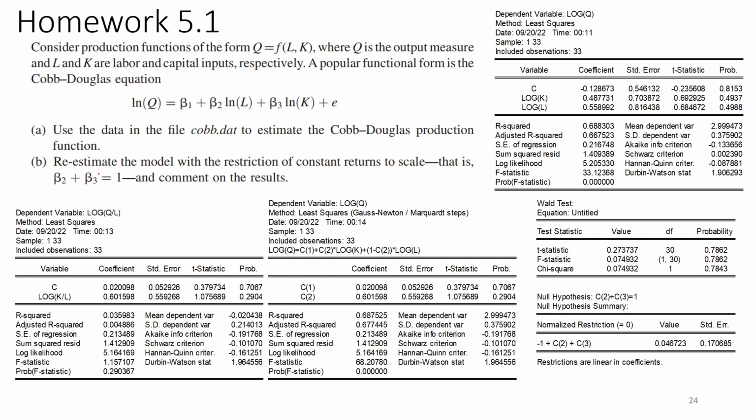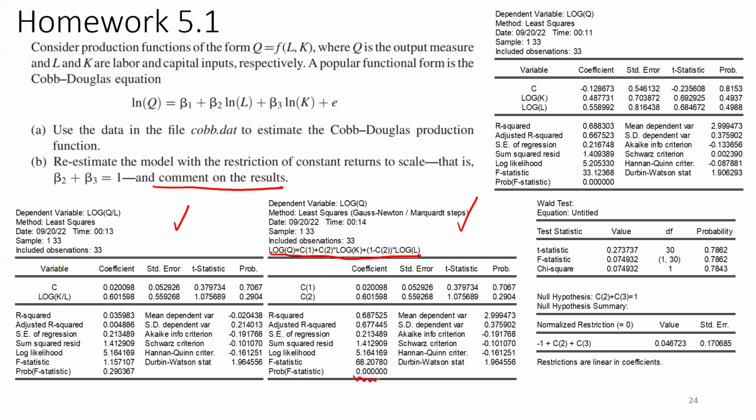By estimating this one, you will get either this way or this way. This means you let's tweak it to be the constant returns to scale. It means you try to fix that beta 2 plus beta 3 equal 1. So you type the full equation like this, then you get the result. And then they would like you to comment on the results. You may comment on it quickly first.